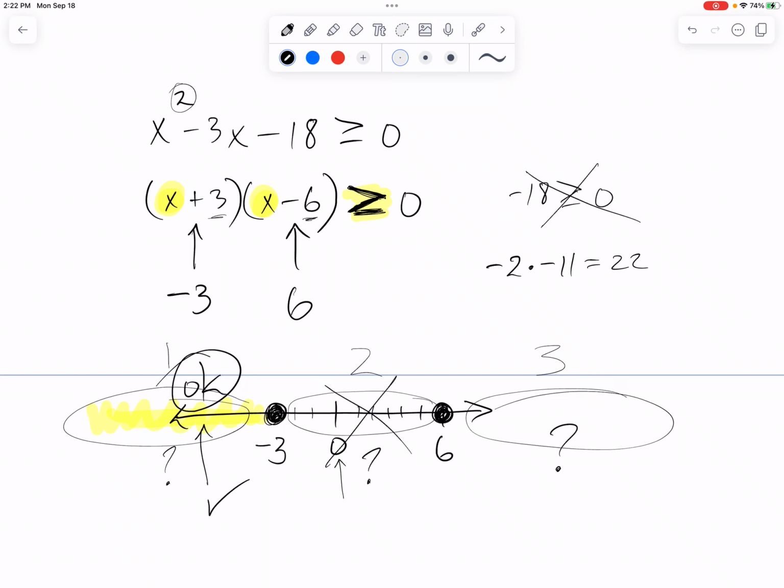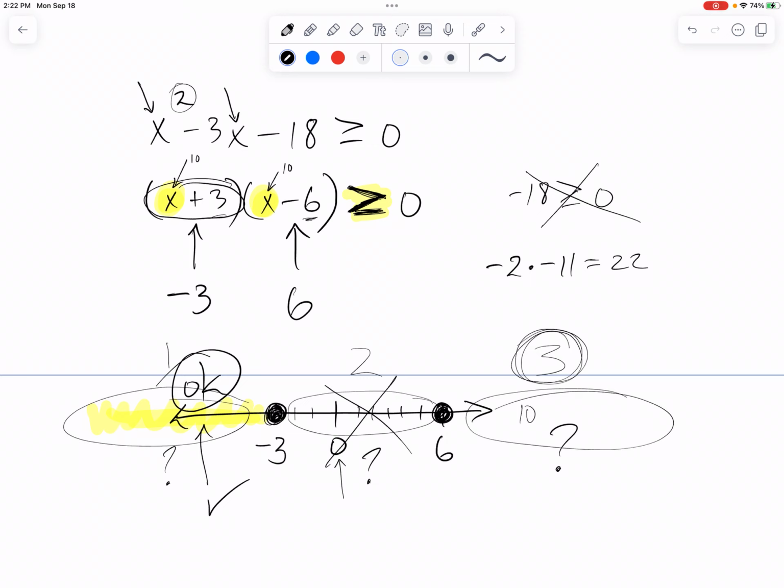Over here in zone 3, I'm going to pick the number 10. 10 would be over here on the number line. And once again, what am I doing? I'm replacing this with 10. I'm replacing this with 10. Now, why don't I plug the 10 in here? I could, but I think it's easier to do this.